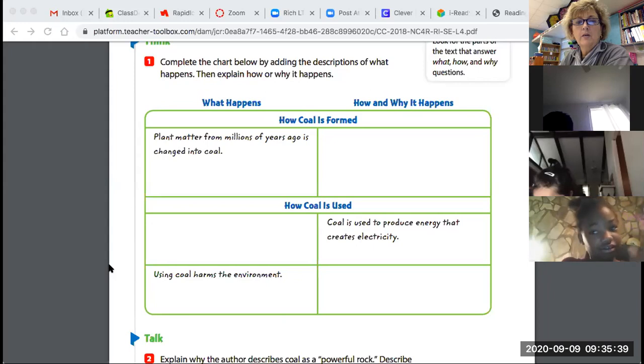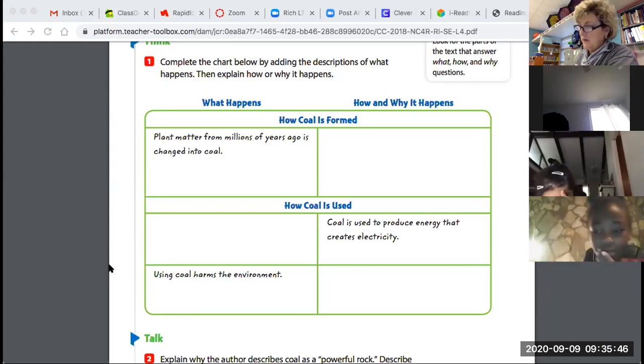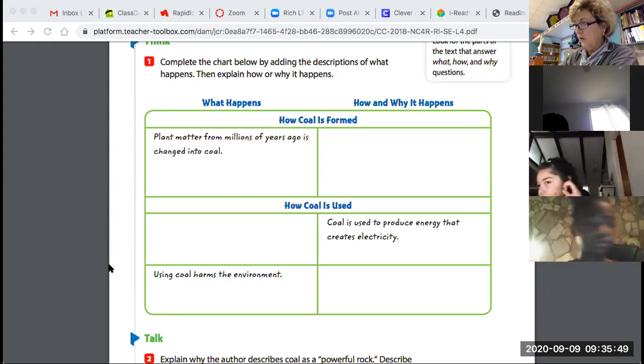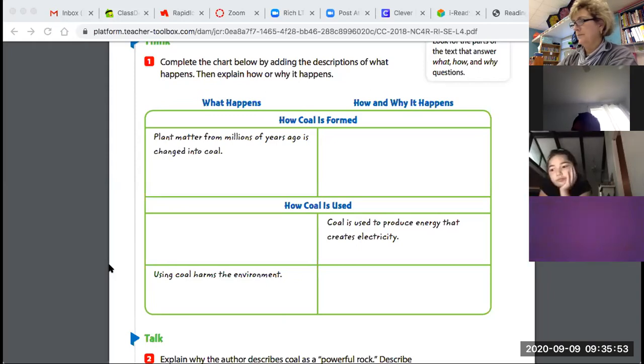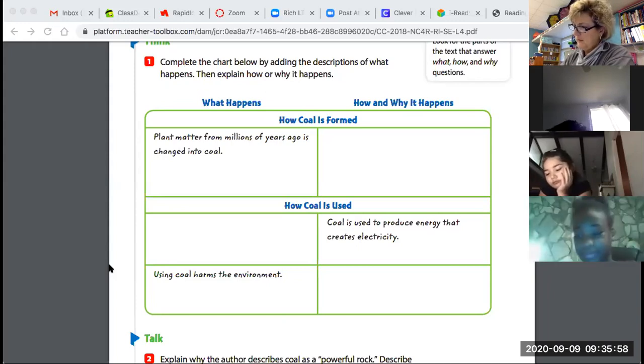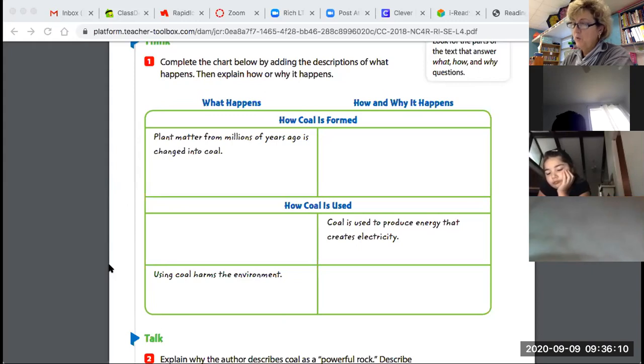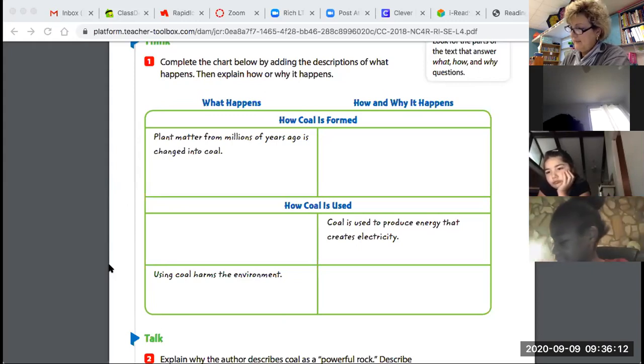Okay. So using coal harms the environment. Is there somewhere in our story that talks about how the coal harms our environment? Okay, go back to your story. It's talking about coal converting into fuel, and it can pollute our air, land, and water. That's where it says it can harm our environment. Now we want to know how and why.